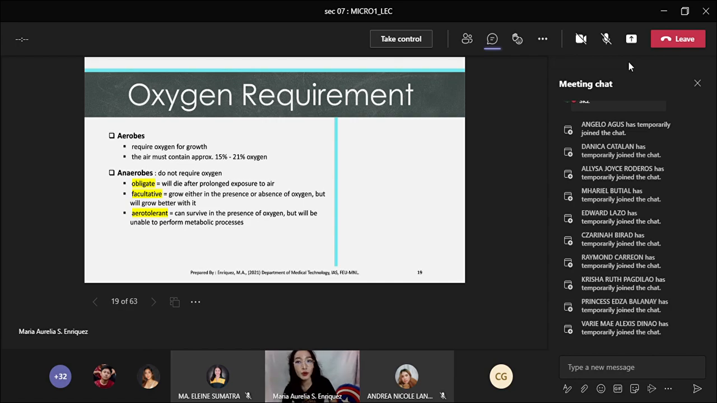So obligate anaerobes will die after prolonged exposure to oxygen or air. So kapag nagko-collect po tayo ng mga samples that are suspected of harboring anaerobes, meron pong specialized transport and incubation system para sa mga organisms na to. Kasi otherwise, mamamatay sila imbis na mag-grow. Next are facultative anaerobes, so they can grow whether or not there is oxygen. But they would grow better in the presence of oxygen. Okay? Pero okay lang din naman kung wala. So those are the facultative anaerobes.